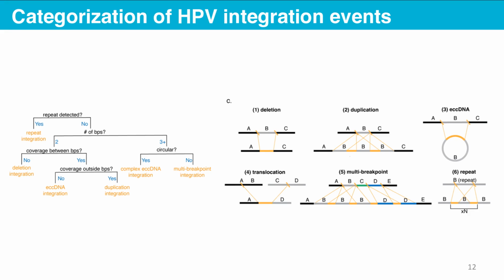Translocation occurs when the breakpoints are on different chromosomes, and this brings the chromosomes together and sometimes causes a full arm translocation event. Multi-breakpoint is when you have more than 2 breakpoints, and this results in several rearrangements of the genome around it. And a repeat is when those integration breakpoints are occurring within a repeated region, and you get an expansion of repeats.